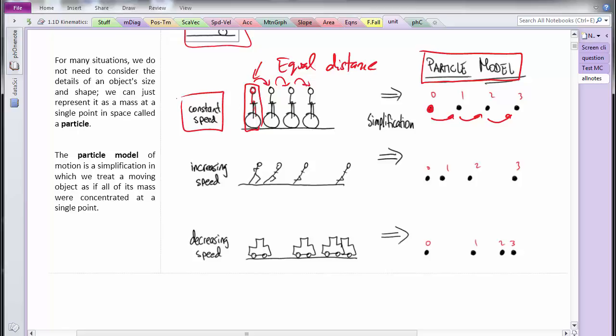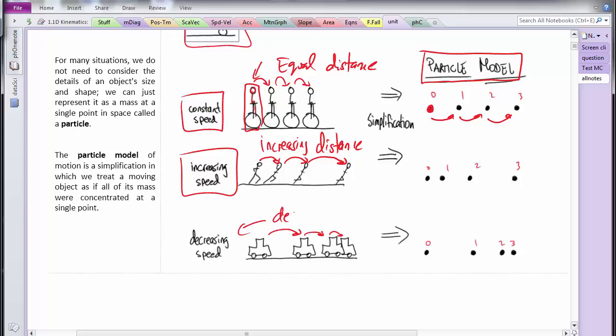Okay, and it's very important to also note that the time between each shot must be the same, otherwise this thing wouldn't work. Okay, so if the distance between each snapshot increases, so this is increasing distance, then the person would be increasing its speed. And here in this case, the car stopping, you can see it's decreasing distance, so it's decreasing speed. Decreasing distance is decreasing speed.